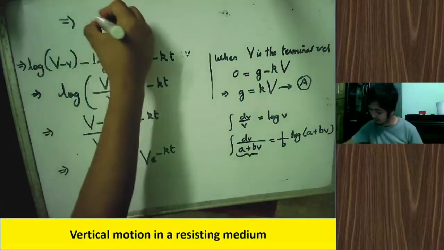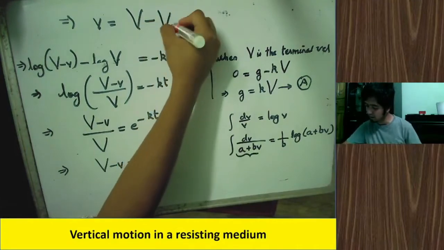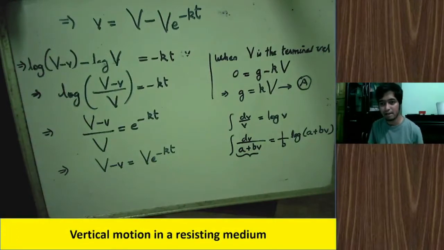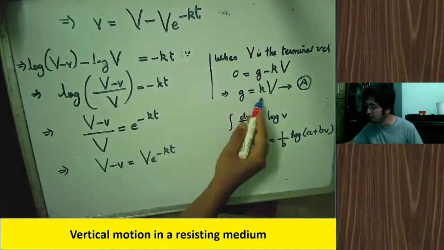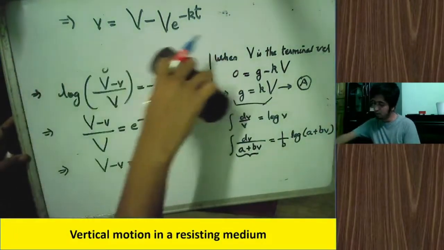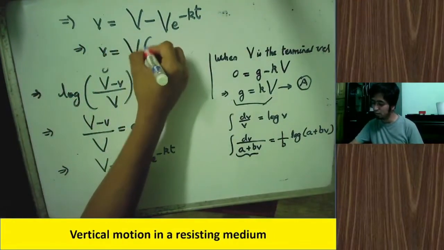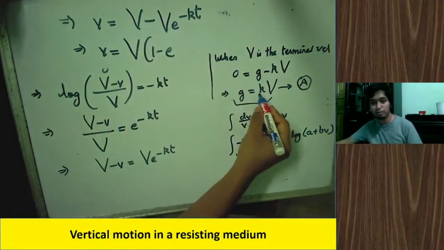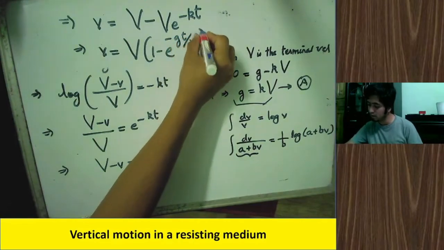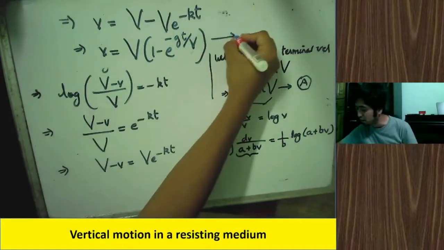Then we will be having this V minus V e^(-kt). Okay, so this is the required expression, but if you take a look at that expression 1, in place of k, they have used g upon V that we got from part a. So we will be having 1 minus e, and instead of k, we will be writing g upon capital V. Okay, so this is the required expression 1.